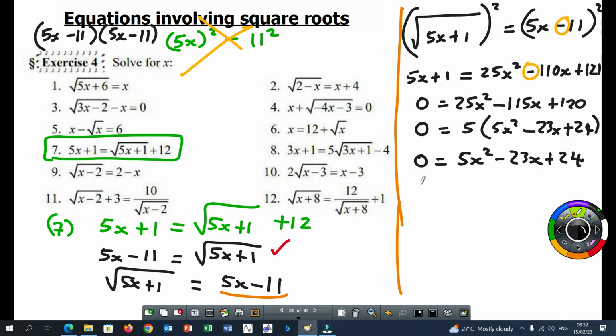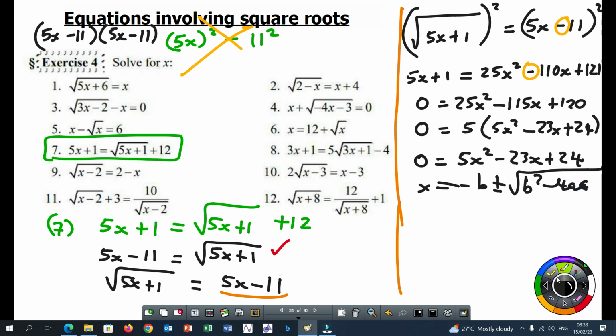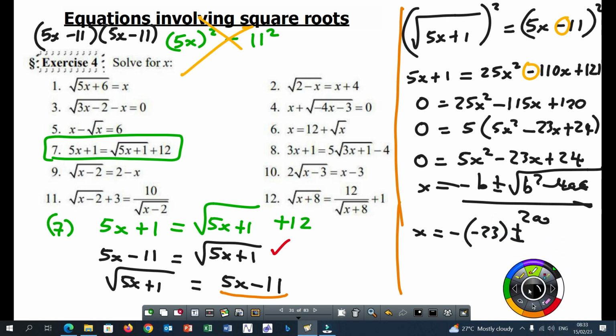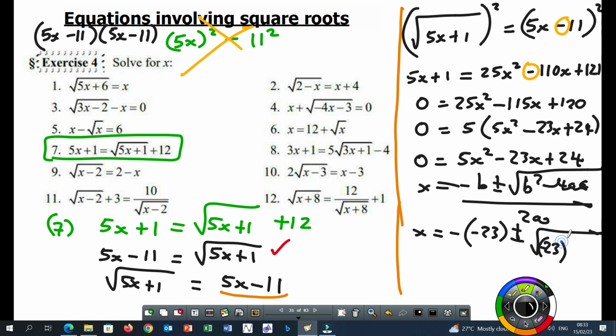Let me use the quadratic formula. So this will be x equal to minus b plus or minus the square root of b squared minus 4ac, all over 2a. But please bear with me, my pen, I don't know why, it's moving more than what's supposed to be. I think this will be charged. Right, so this will be x equal to minus 23 plus or minus the square root of minus 23 squared.